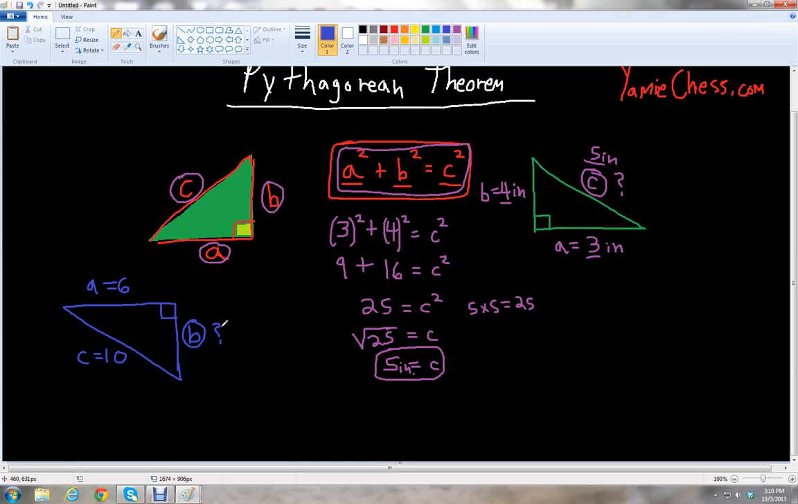Again, we're going to use the Pythagorean Theorem, a squared plus b squared equals c squared. We know that a is 6, so we have 6 squared plus b squared, we don't know b, equals c squared, that's 10 squared. 6 squared is 6 times 6, that's 36, plus b squared equals 10 squared, that's 10 times 10, that's 100.